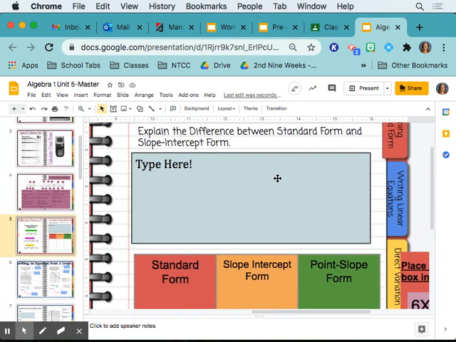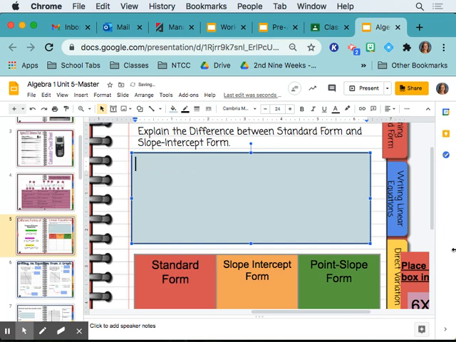Explain the difference between standard form and slope-intercept form. You're going to type there. We need to know the difference between standard form and slope-intercept form. What is standard form? What is slope-intercept form? What's the difference between them?